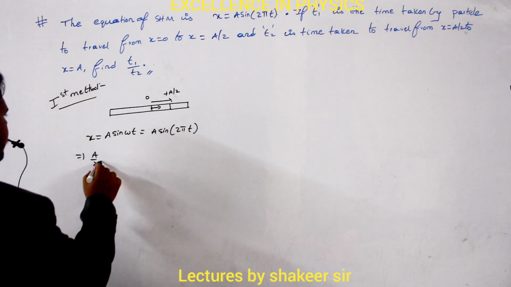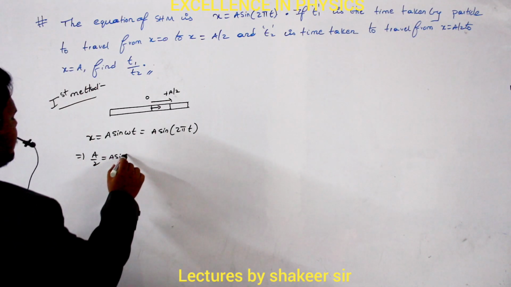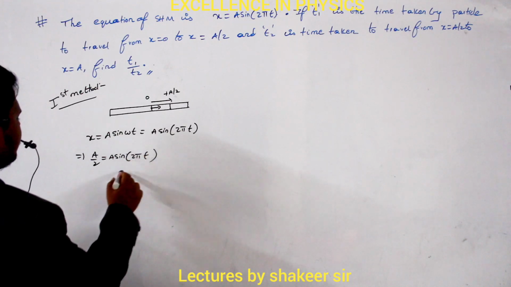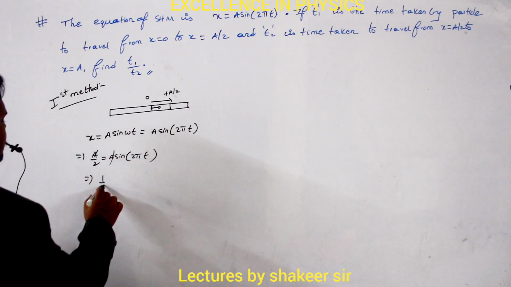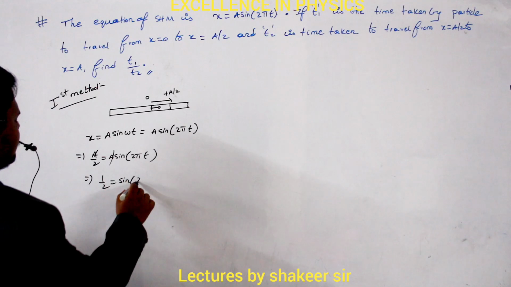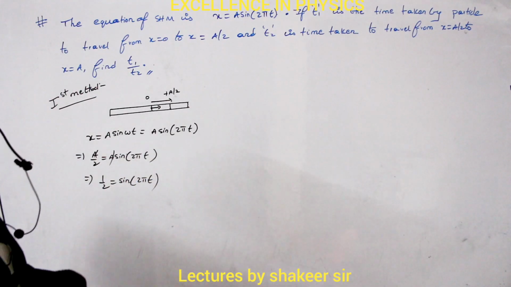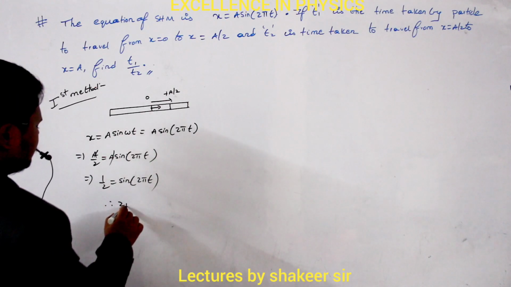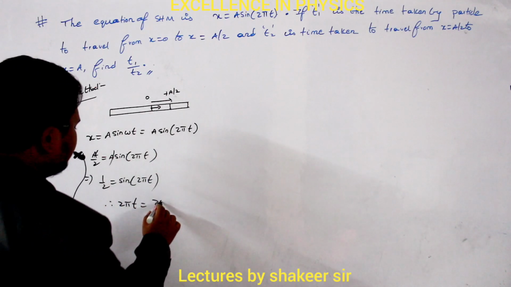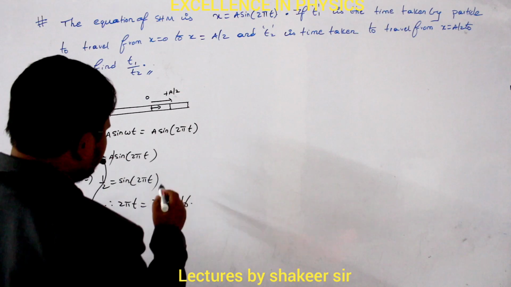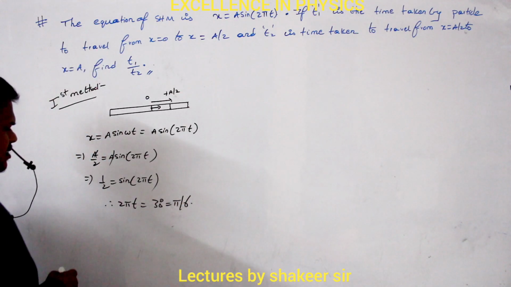So therefore, a by 2 is equal to a sine 2 pi into t. Clear? So a gets cancelled. So 1 by 2 is equal to sine 2 pi into t. So sin theta is equal to 1 by 2 for theta equal to 30 degrees. So therefore 2 pi t should be equal to 30 degrees, or in the form of radians I can write it as pi by 6.